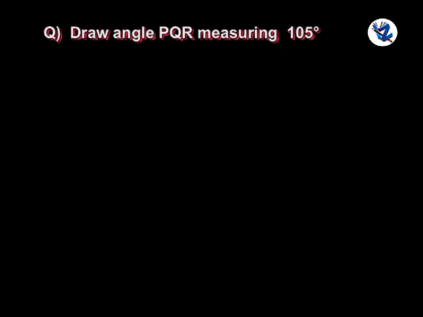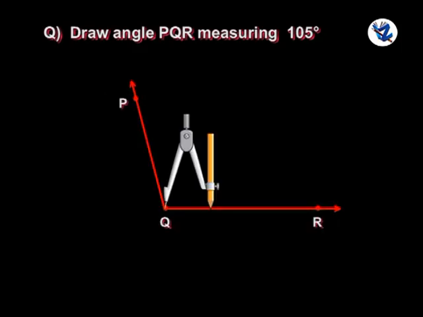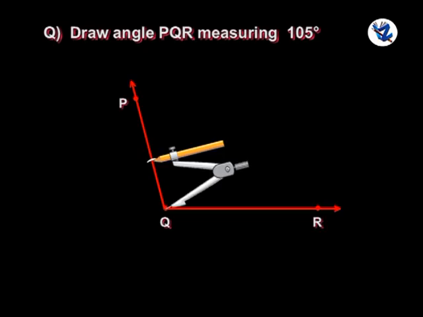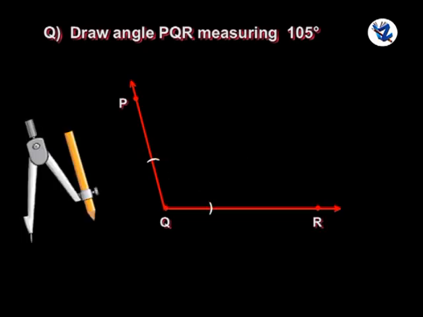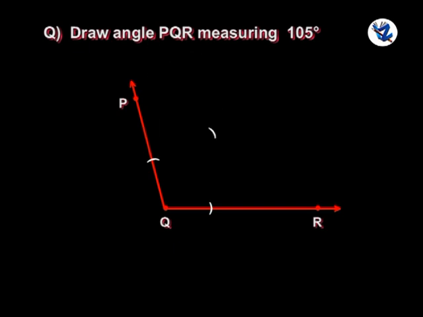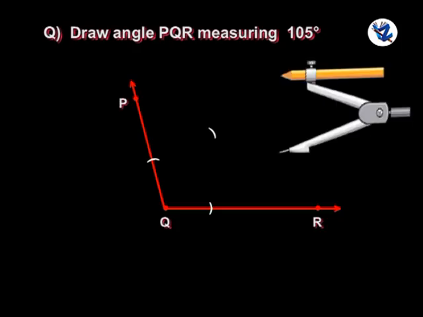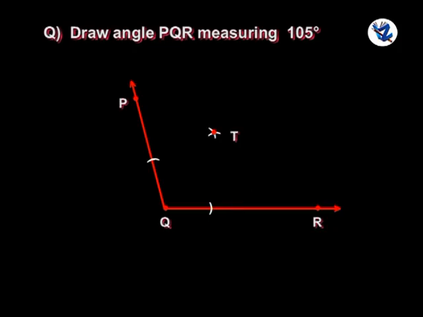Now draw angle PQR measuring 105 degrees. Keep the point of compass on Q and draw an arc cutting ray QP and QR. Without changing the distance, keep the compass on P and make an arc in the interior of the angle. Without changing the distance, keep the pointer on R and draw an arc which intersects the initial arc in the interior of the angle. The point of intersection is T.